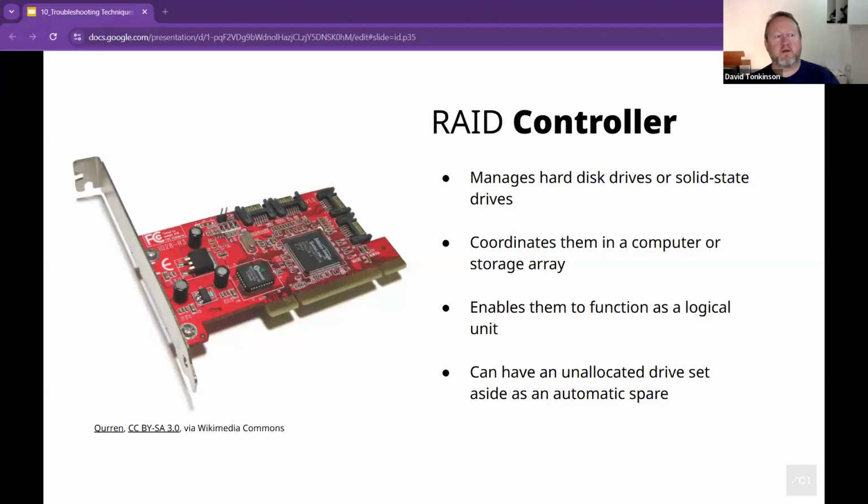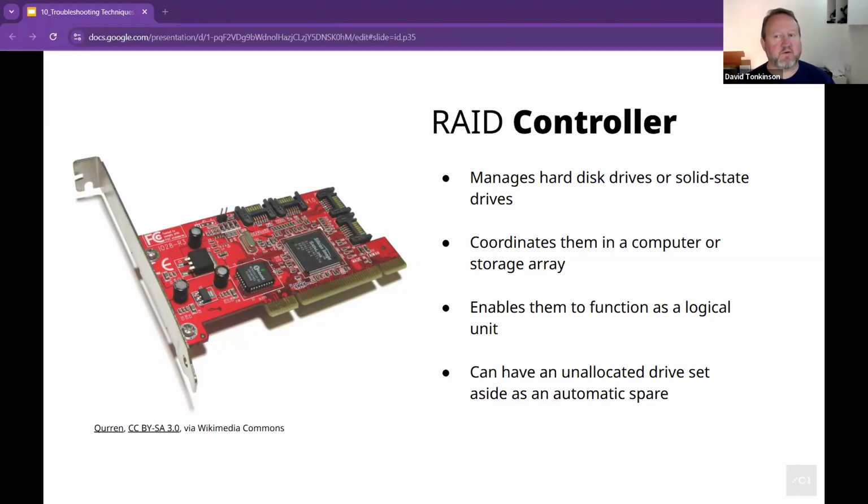Cool stuff. So all our systems that count with RAID basically have a RAID controller. This is the device that allows us to use multiple disk drives. It manages either solid state drives or hard disk drives. It coordinates with computer storage and basically helps build the arrays.